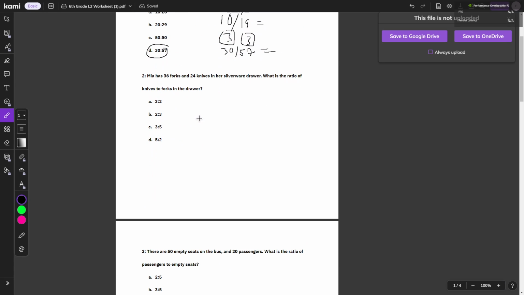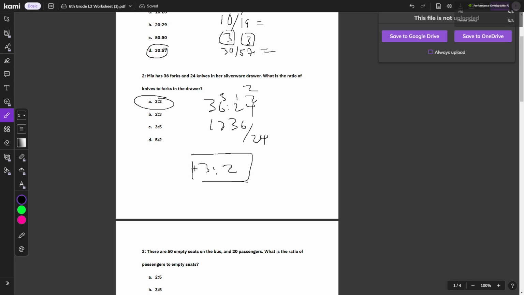Let's move on. Mia has 36 forks and 24 knives in her silverware drawer. What is the ratio of knives to forks in the drawer? 36 to 24, you'd write it like this, or as a fraction, you'd write it like this. 36 to 24, the answer is A. Why? If you divide 36 by 12, you get 3. If you divide 24 by 12, you get 2. 3 to 2 is a possible ratio.